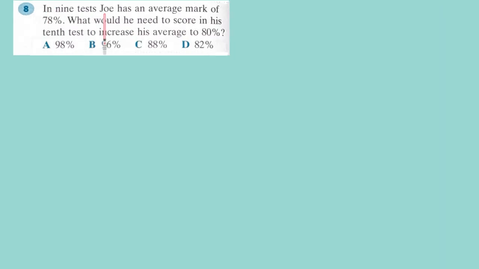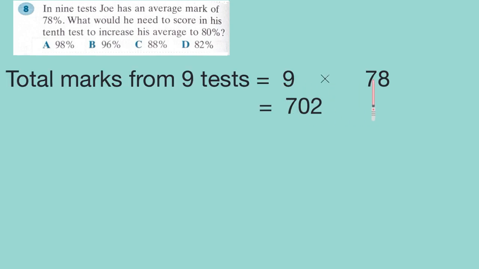In the 9 tests, Joe has an average mark of 78%. Presumably it's 78 marks. What would he need to score in his 10th test to increase his average to 80 marks? So the average of 9 tests is 78. So the total marks from 9 tests would be 9 times 78, which is going to be 702 for the 9 tests. Now he wants to get 80 marks, and he's going to do one more test. So what would be the total marks from the 10 tests now that he does? That would give him 80.